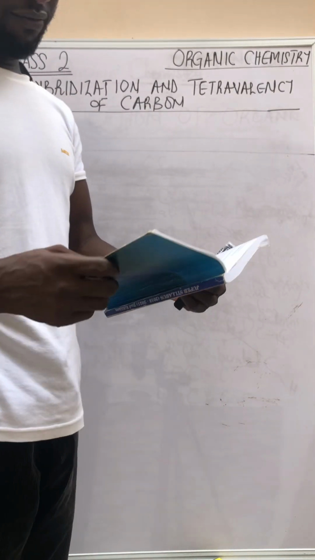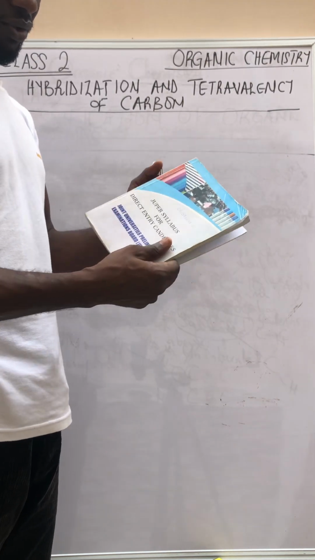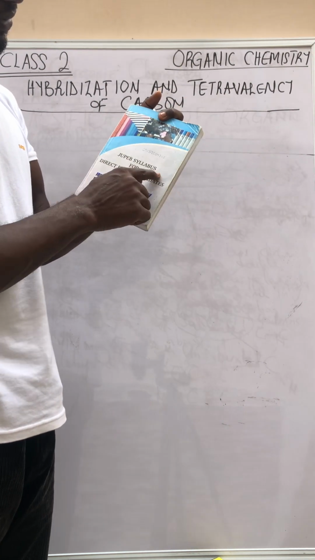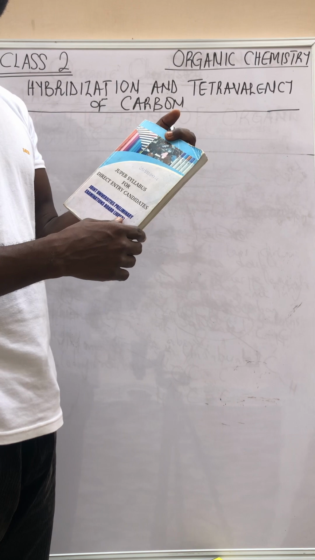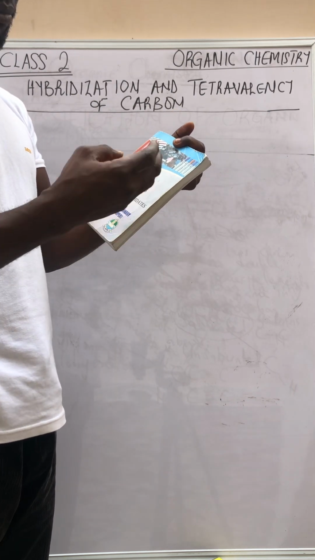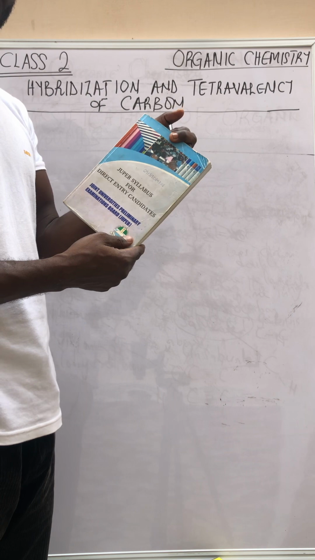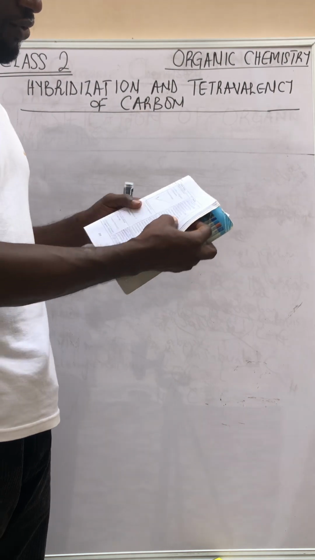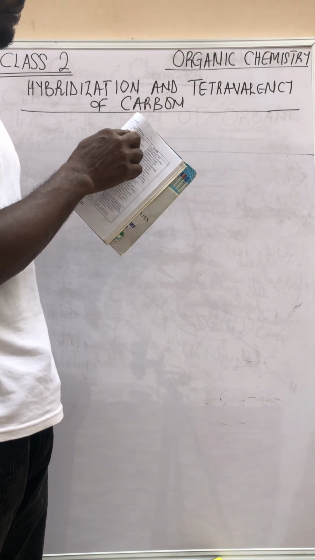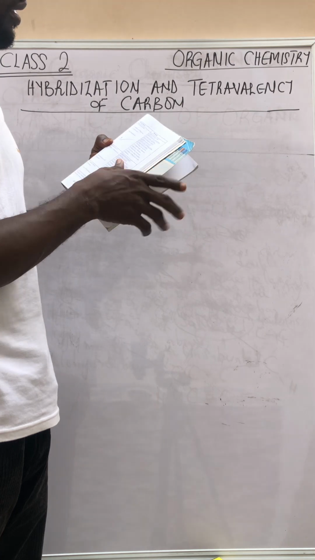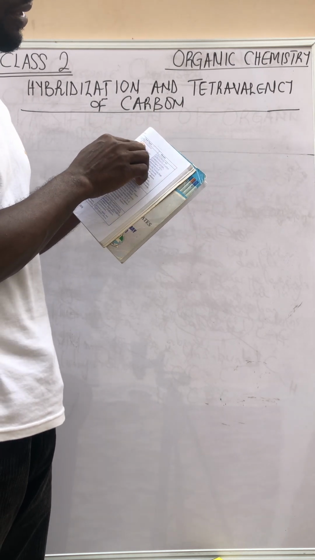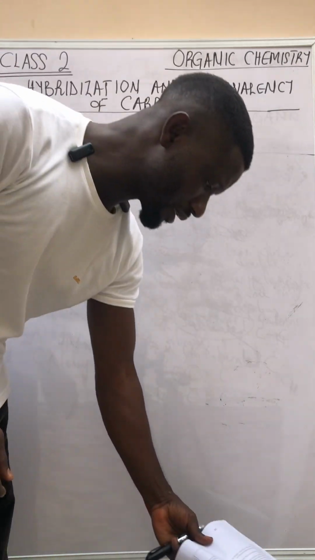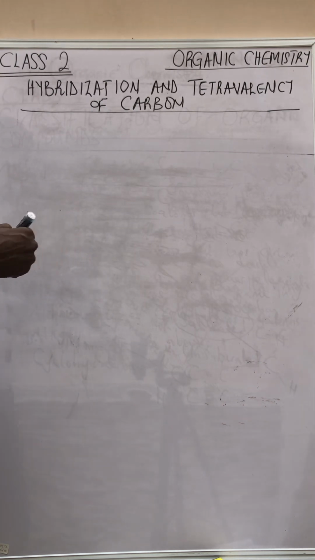Like I said in my first video, we are going to look at the JUPEP syllabus. This is the JUPEP syllabus for direct entry candidates. It encompasses both O-level and A-level exams in Nigeria. So in our Organic Chemistry 2, we are going to look at structure and bonding in organic compounds, which simply means our second class should be hybridization. So we are looking at hybridization in this class.